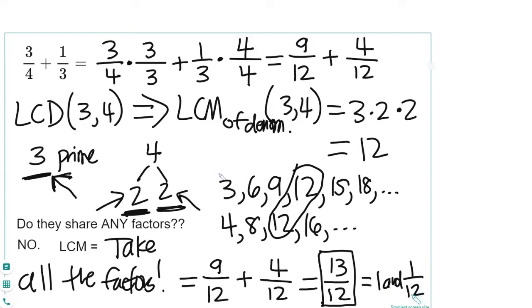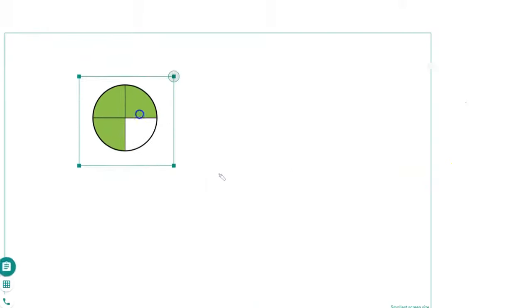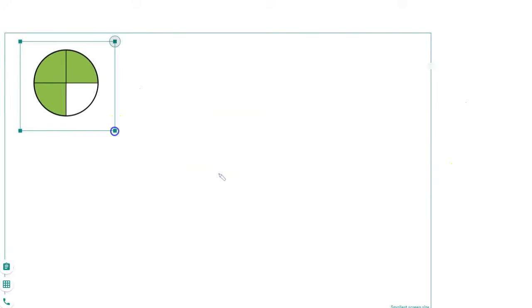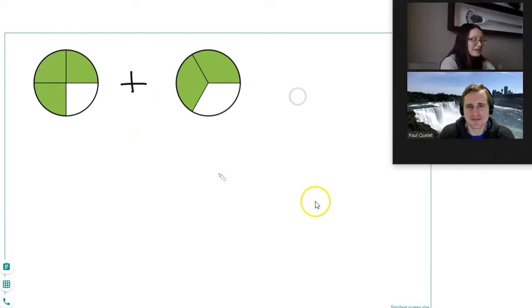Now remember, 1 and 1/12, you often just write it as this. That's a mixed number, right? Hopefully you've seen that before in your life. You can do this visually. So let's try 3/4. Now there it is. Okay, so there's 3/4. Now, first of all, I don't see what the size of those wedges are. So we have to get 12ths.